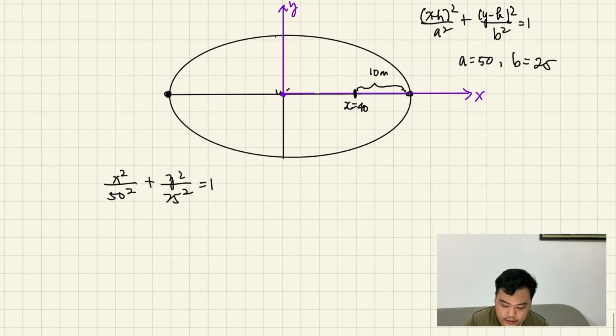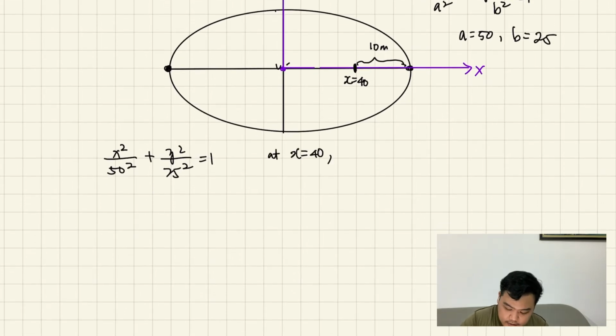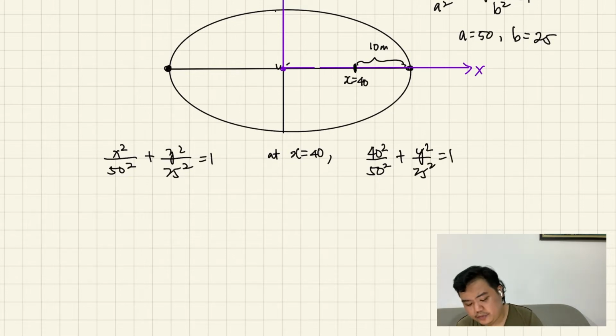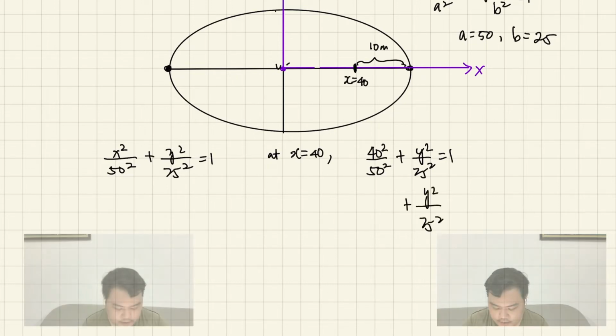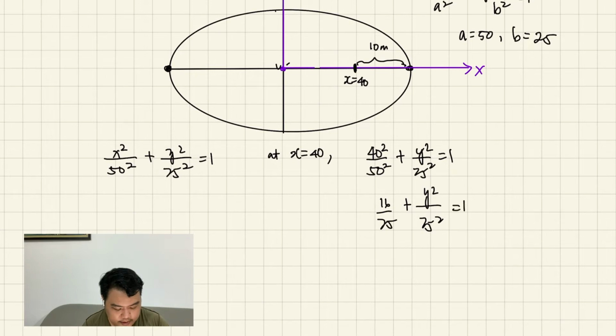Okay, so at x equal to 40, meron tayong 40^2 over 50^2 plus y^2 over 25^2 is 1. And you can easily compute for y in this case. So what is 40^2 over 50^2? 40 over 50 is 4/5. Square that. Anong makukuha natin? 16 over 25. Am I right? Lipat sa kabila. So 1 minus 16 over 25, which is 9 over 25.